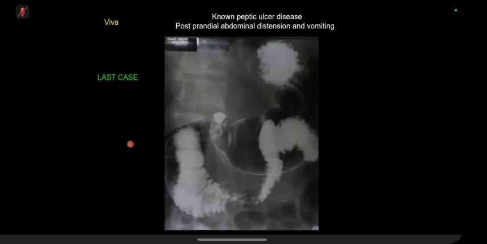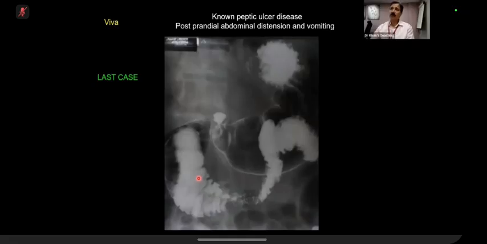As this patient is a known peptic ulcer disease patient, it might be a lesion which is causing the transient compression of this particular part.